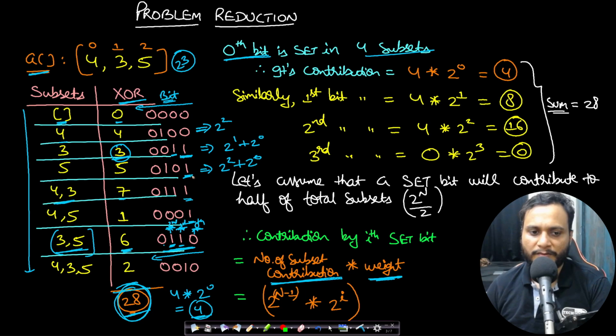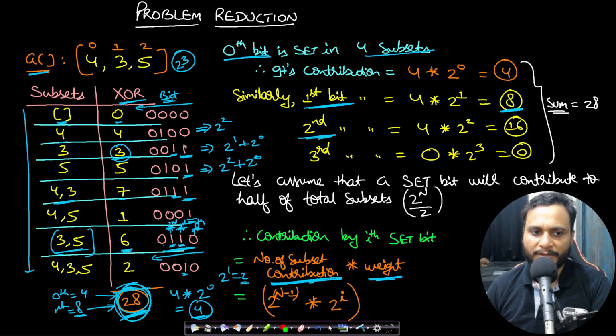It has 1 1 1 1. It is contributing 4 to this 28. To this 28, the 0th bit is contributing a sum of 4. Now if I talk about in how many subsets the first bit is contributing, you see the first bit is set in 1 2 3 4 subsets, right? So in 4 subsets the first bit is set and the weight of the first bit is 2 to the power of 1, which is 2. So 4 times 2 is 8. So the first bit is contributing a sum of 8 to the total XOR sum 28, right? Which I have already written here.